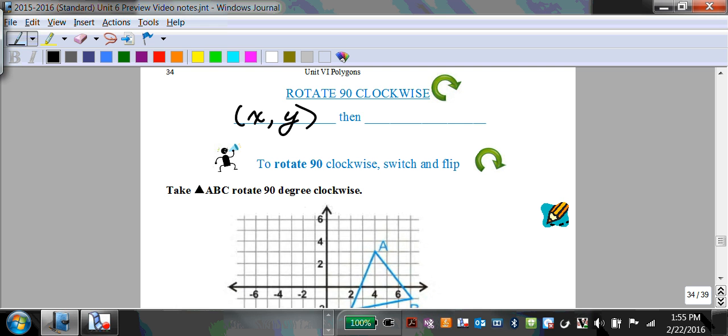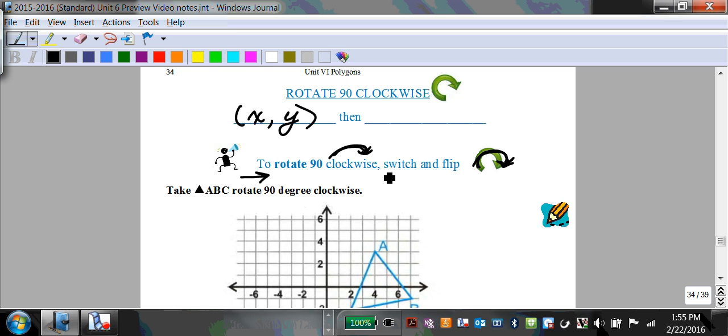you start with x, y. I'm going to read this. To rotate 90 clockwise, switch and flip to the right. That's how that reads. To rotate 90 clockwise, switch and flip to the right. One more time. To rotate 90 clockwise, switch and flip to the right.